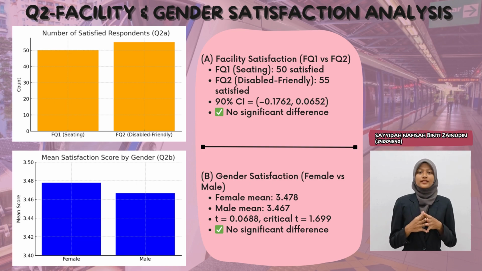Hi everyone, I am Saida and I worked on question 2 for this assignment. First, I constructed a 90% confidence interval to compare satisfaction between two facility items, seating capacity and disabled friendly features. I calculated the proportions of satisfied passengers and found that the confidence interval included 0. So, there is no significant difference in how passengers rated those two facilities.